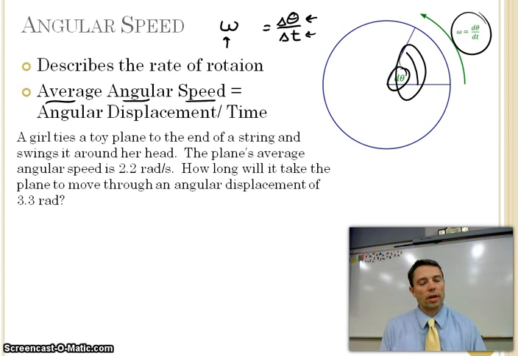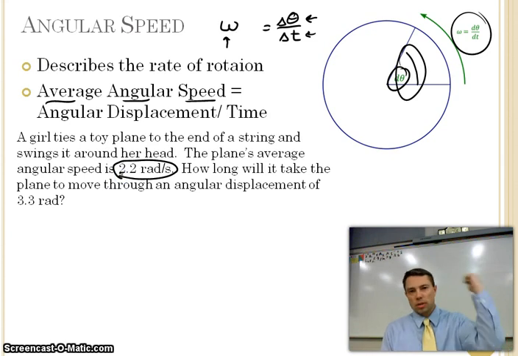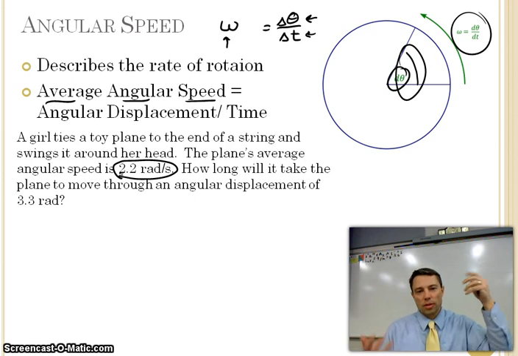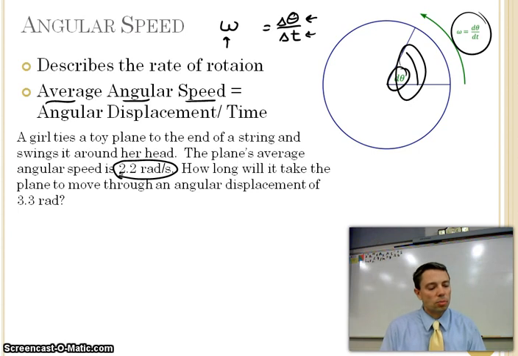Let's take a quick look at a problem. How does this play out when we see this on our problem set? Here I have a girl. She's got a little toy airplane tied to a string. She's spinning it around her head. We found out that the average angular speed is 2.2 radians per second. How could we have figured that out? Maybe we counted the number of revolutions that it took for her to do in a certain amount of time. That's an average, so we then equate that into our radians per second. So we've got our average angular speed.